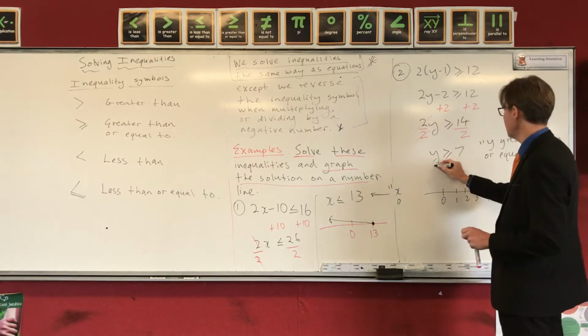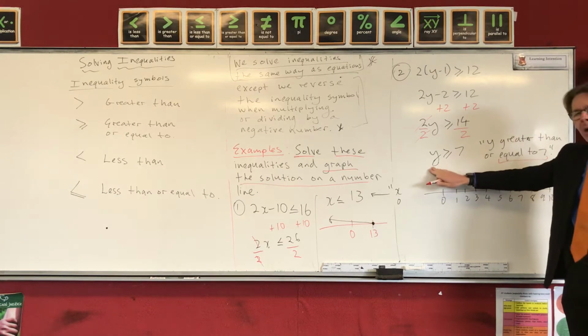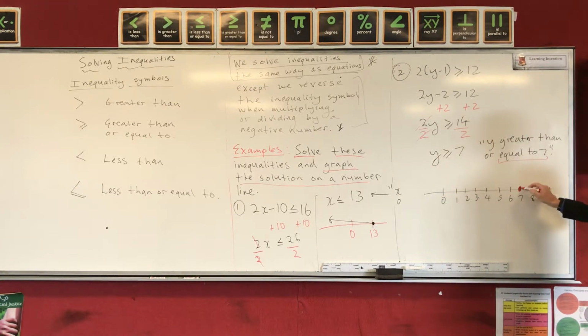That's the minimum number. Now it says y is greater than or equal to 7. Well, equal to 7 is just here, so I'm just going to colour in that dot there. There's 7. And greater than 7. So all the numbers, so if y is greater than 7, then that means all of these numbers are possible. Okay, so the y numbers greater than 7 are after 7. The y numbers equal to 7 are just there.